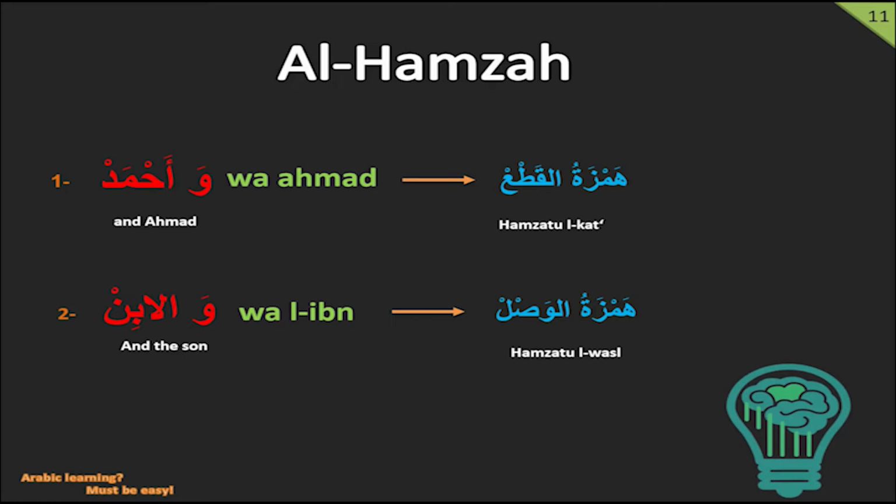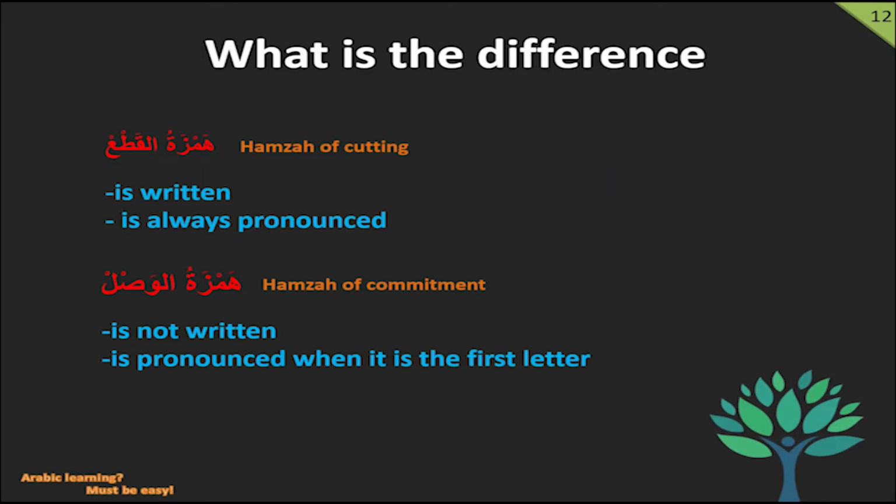So we didn't read the Hamza at all and started with the next letter. The next letter in this word of al-ibn is lam. So we read it together, wal-ibn. So again, what's the difference? Hamzatul qata' is written and always pronounced, while Hamzatul wasl is not written and is only pronounced when it's the first letter, so there is nothing in front of it.